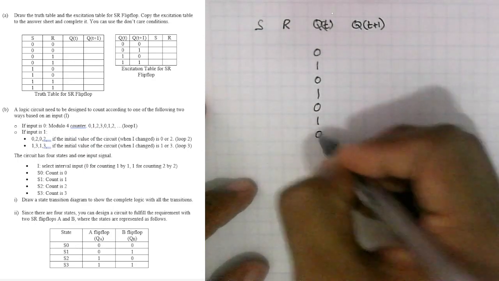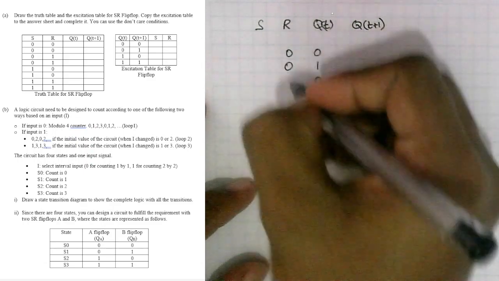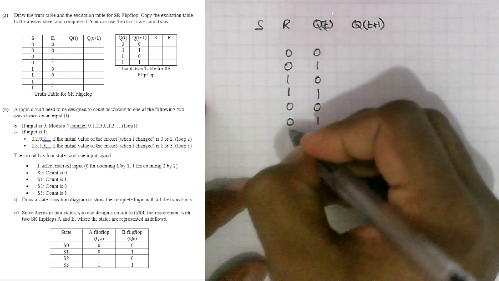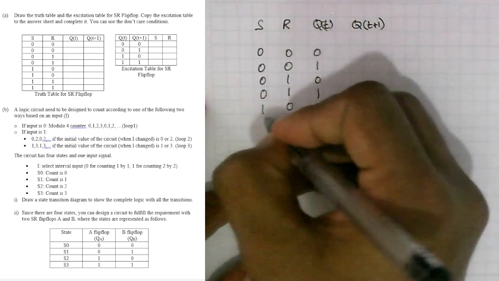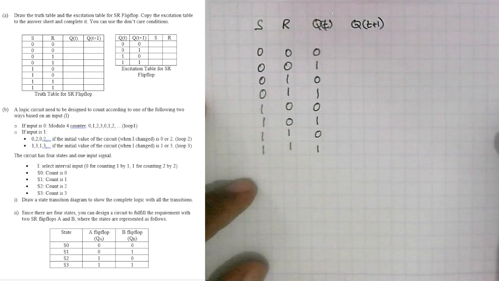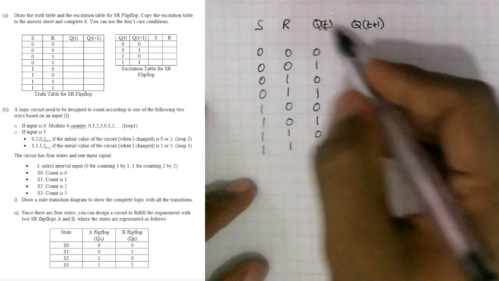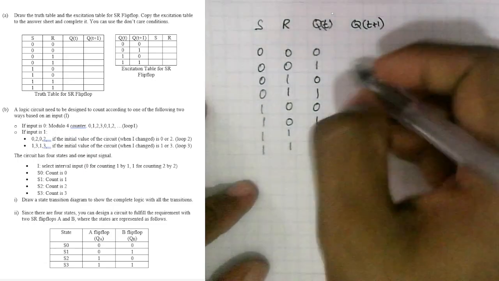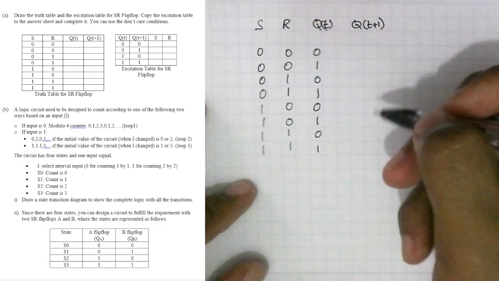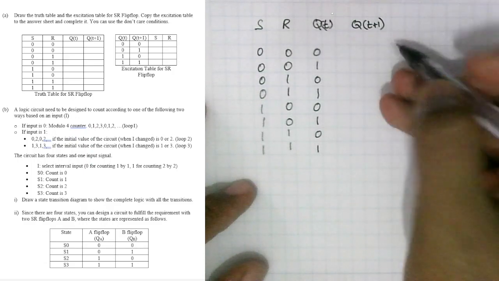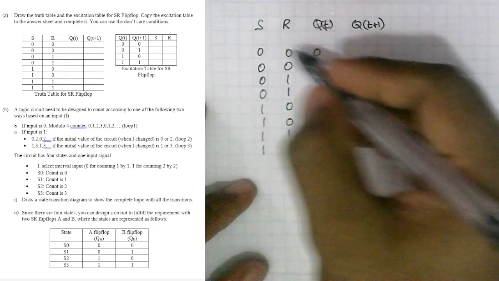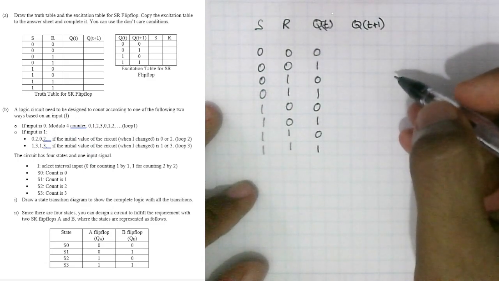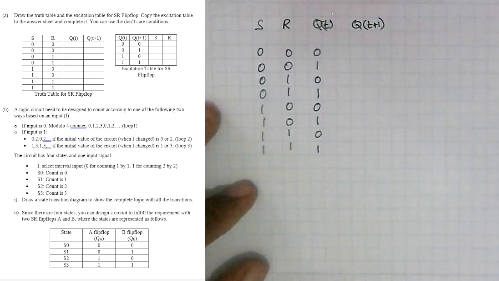0 1 0 0 0 1 1 0 0 1 1, 0 0 0 0 1 1 1 1. Okay, so these are all the configurations this SR flip-flop can have. So our task in our truth table is to determine what the next state is going to be based on the current state and current inputs. So how does the SR flip-flop behave in each of these configurations?